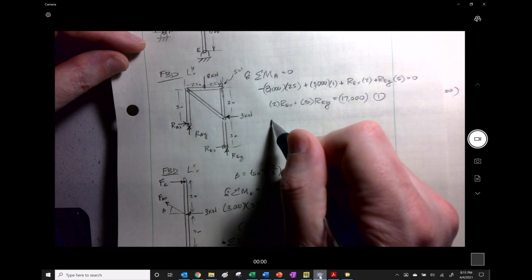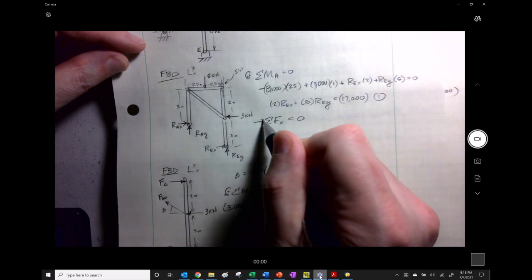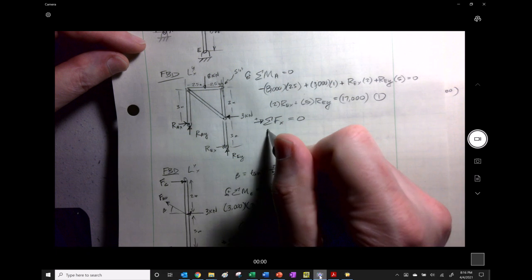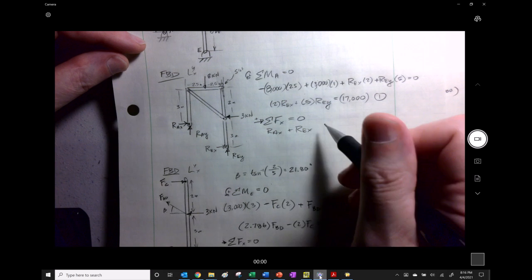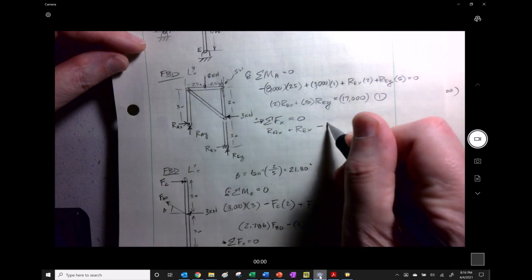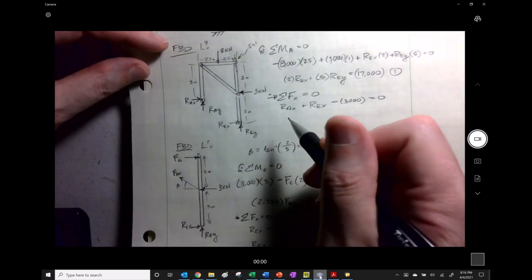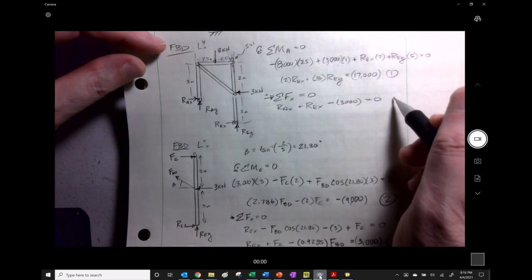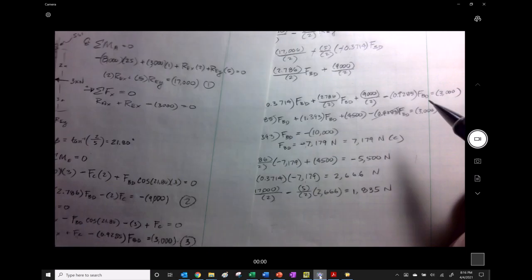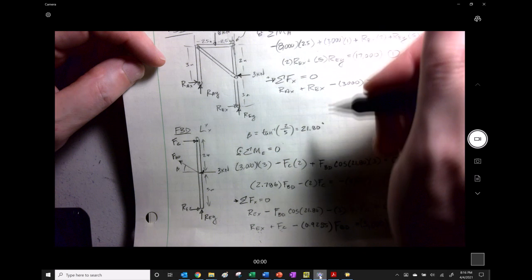To say that, yeah, some of the forces, I had room for it in the x direction, was going to be RAX plus REX, and then minus 3,000 equals 0. And I can later on, I wish I had not already numbered these things. I think I'll just go ahead and number it number 5, even though that doesn't make a lot of sense in terms of the chronological part of this right here.